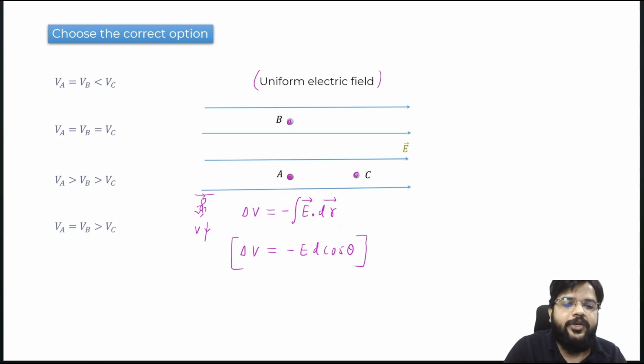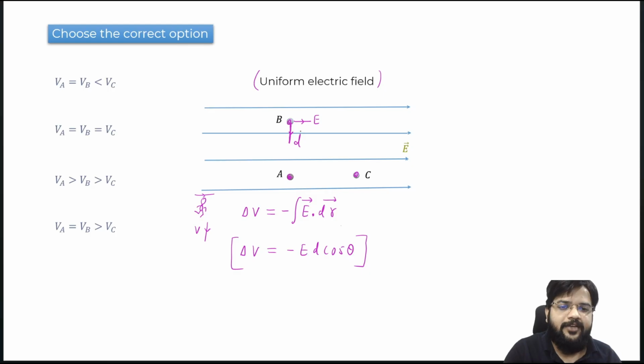So here theta is what? It is the angle between E and D, everyone. So when theta is 90 degrees, then the change in potential is 0. Means if you move from A to B and B to A, then what is happening? If you are moving from B to A, this is the direction of displacement and this is the direction of electric field. So we can see it here.